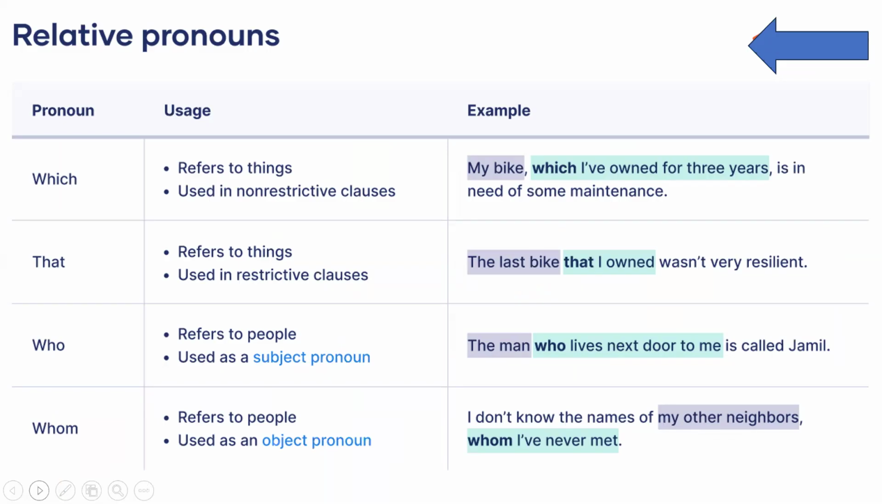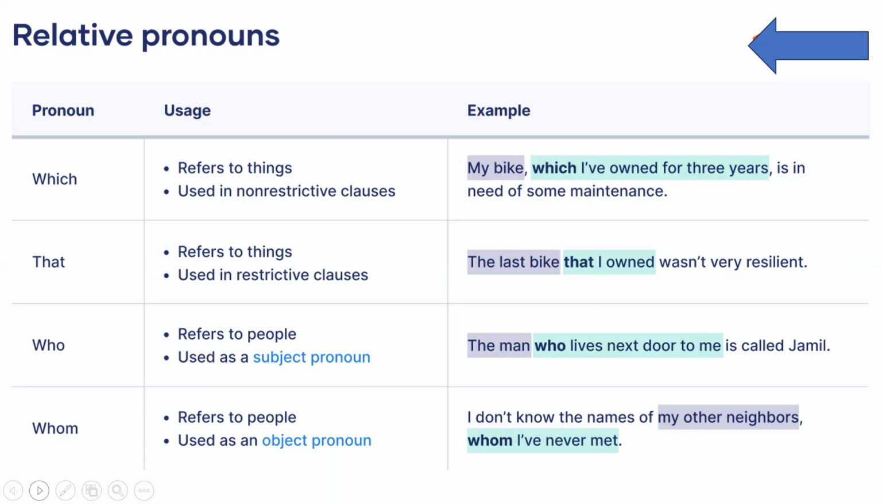Which is used to refer to anything. That also refers to things. Who refers to people, whom refers to people. An example sentence: my bike, which I have owned for 3 years, is in need of some maintenance. So which I have owned for 3 years is a dependent clause. It is used in non-restrictive clauses, which give specific meaning to that particular sentence.